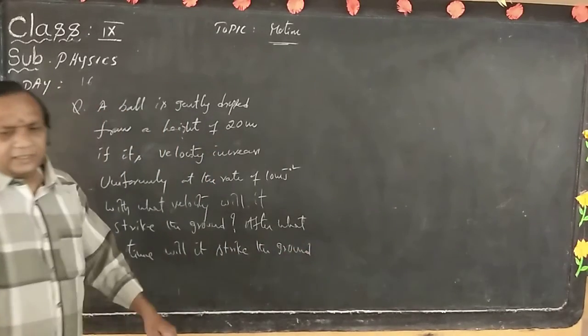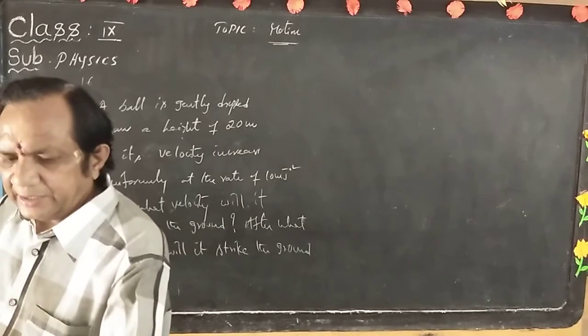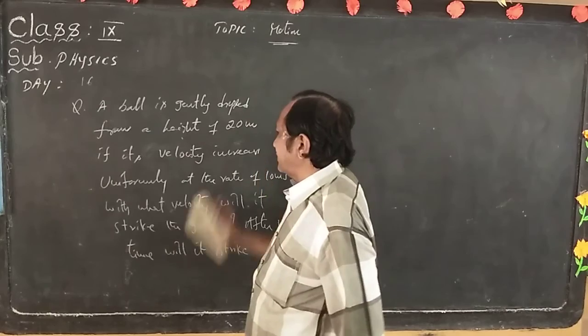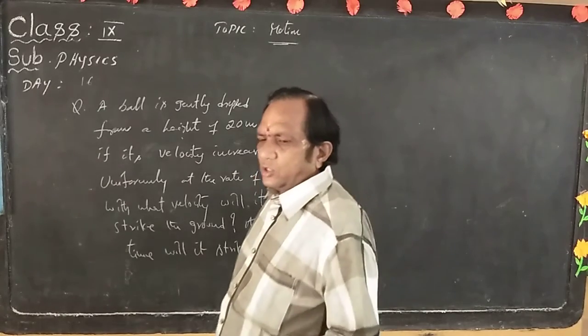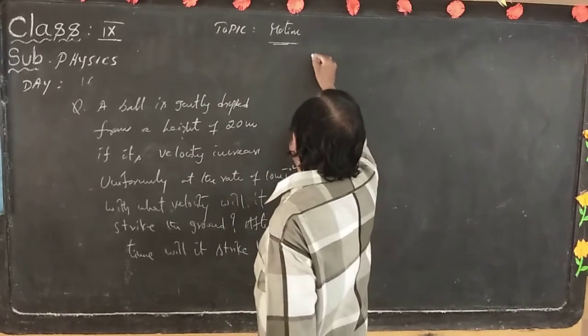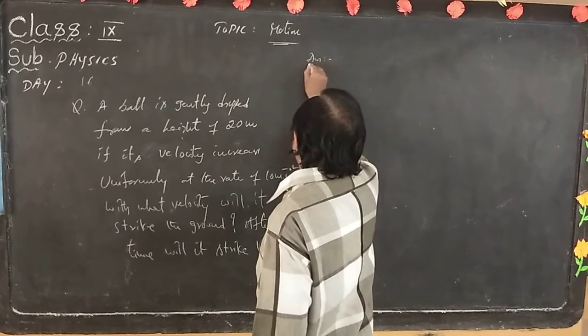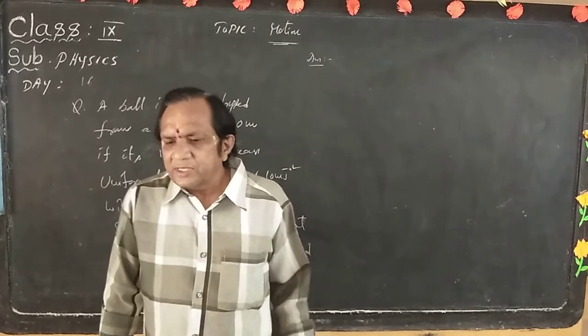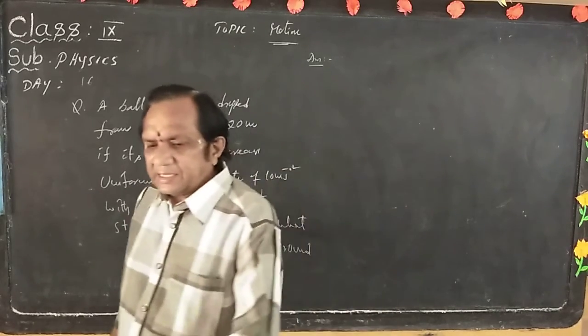So here a ball is gently dropped from a height of 20 meters. Means the starting position will be 20 meters. From there it will be dropped. Means its initial velocity will be taken as 0, and distance will be 20 meters. Acceleration will be given.